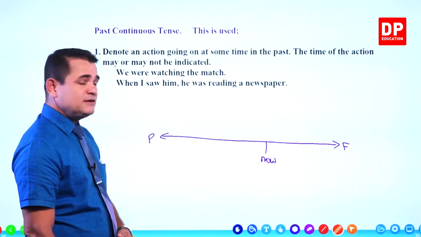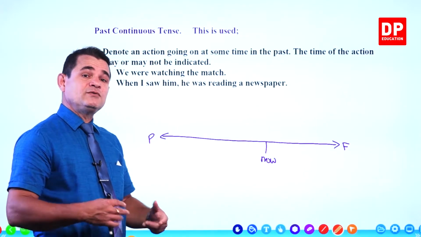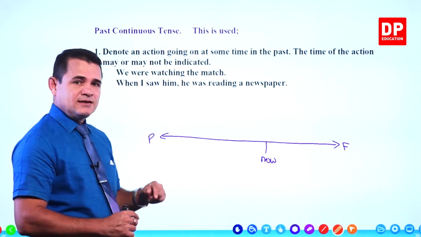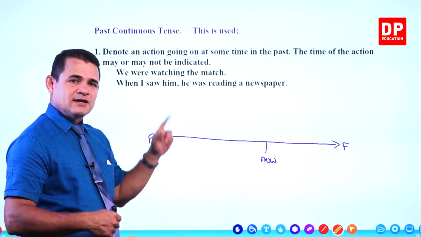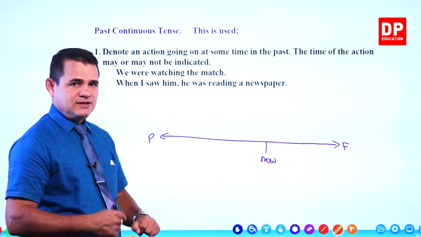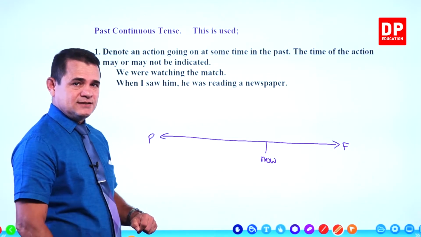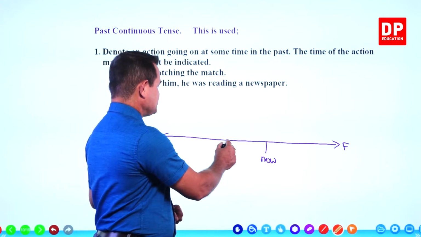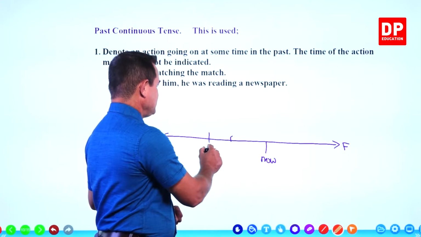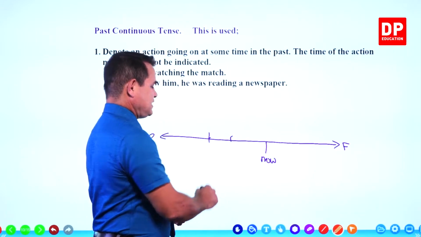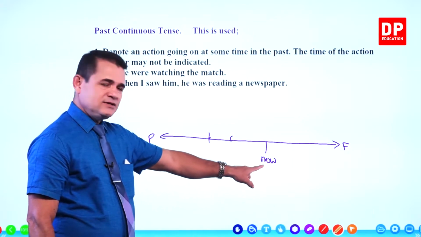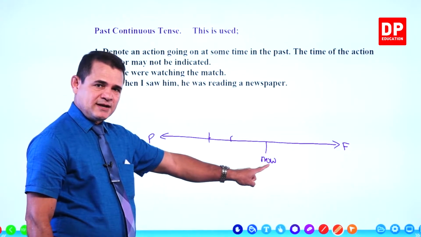We were watching the match. That is plural. Plural නිසා were අරන් තියෙන්නේ. එක්කෙනෙක් නම් he was watching the match. Was ing, past continuous නිසා. Then that means in the past, maybe from this time to this time. No connection to present. වර්තමානයේ සම්බන්ධයක් නැහැ.